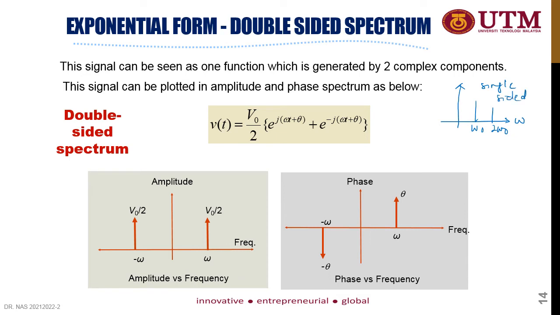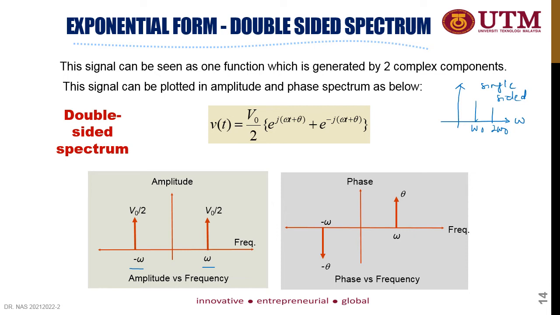And it is for the trigonometric equation. But for the exponential form, you will be having double-sided. Double-sided meaning that you have both the negative frequency and positive frequency in your sketch. Same goes to the phase spectrum.